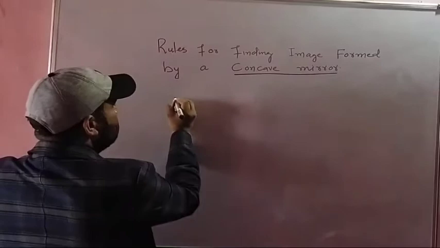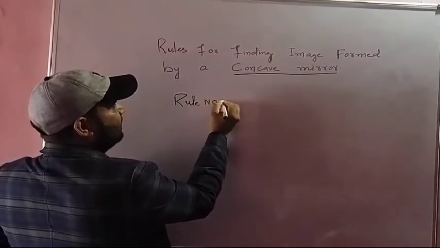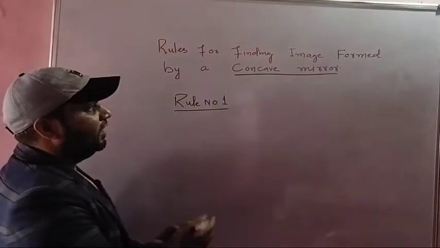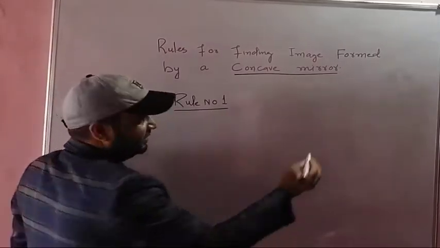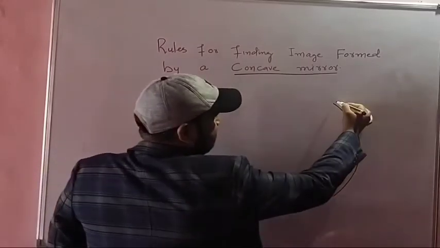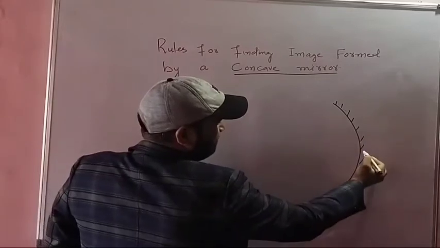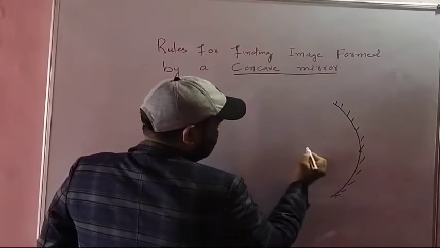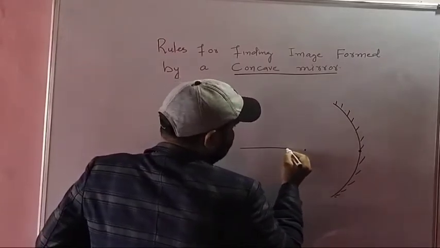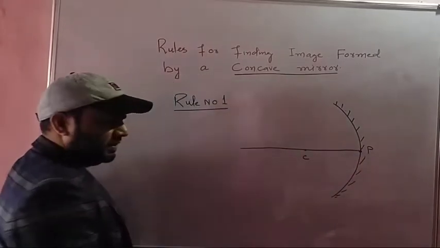Okay, now the rule number first, very simple. What is rule number first? First of all, I will draw what mirror? Concave mirror. See, rule number first I am explaining. This is outer side polished, very nice of you, good. This is pole, and this is the center of curvature, and this is the line that joins C with P. Very good. This is the principal axis, right?